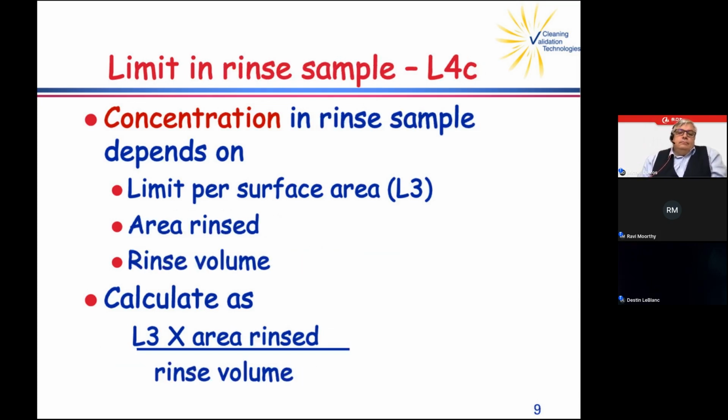Next slide. And now we go to the limit in the rinse sample, where typically in my publications, I express it as L4C, and that's the basic descriptor that's used in the software. That concentration depends on the L3 value, because the L3 value is independent of whether you sample by rinsing or swabbing. So it's the L3 value, the area that you're rinsing, and the rinse volume. And so that's calculated as L3 times the area rinsed divided by the rinse volume.